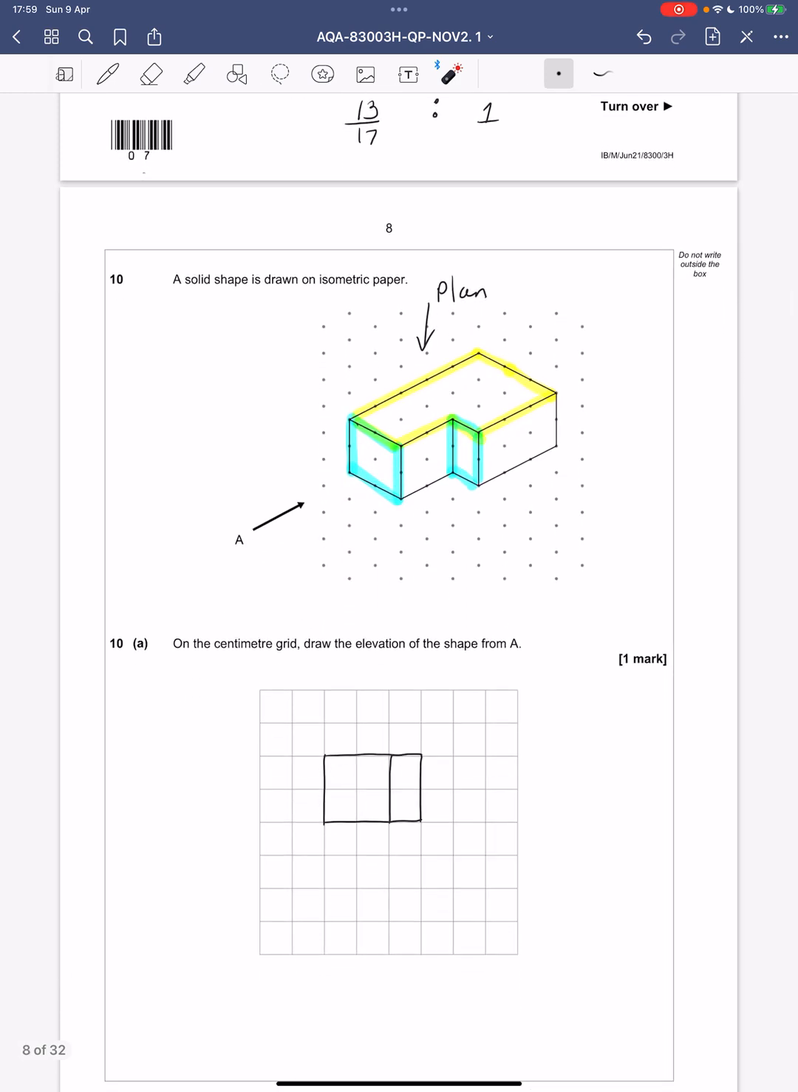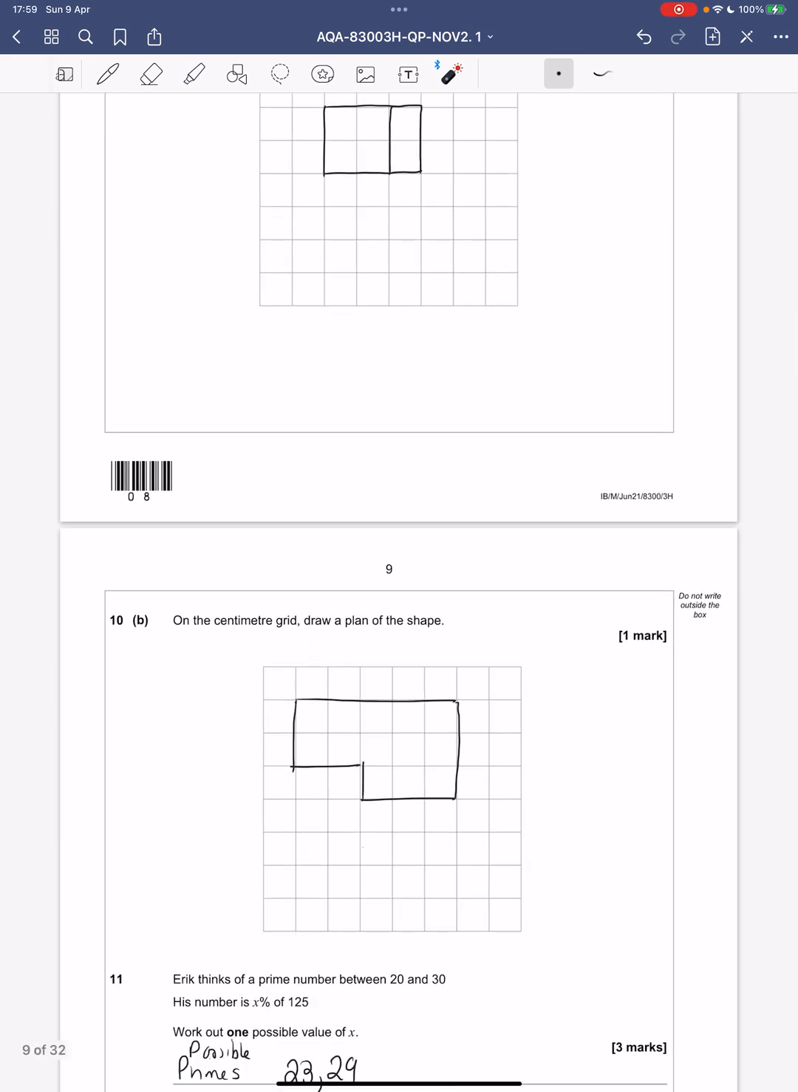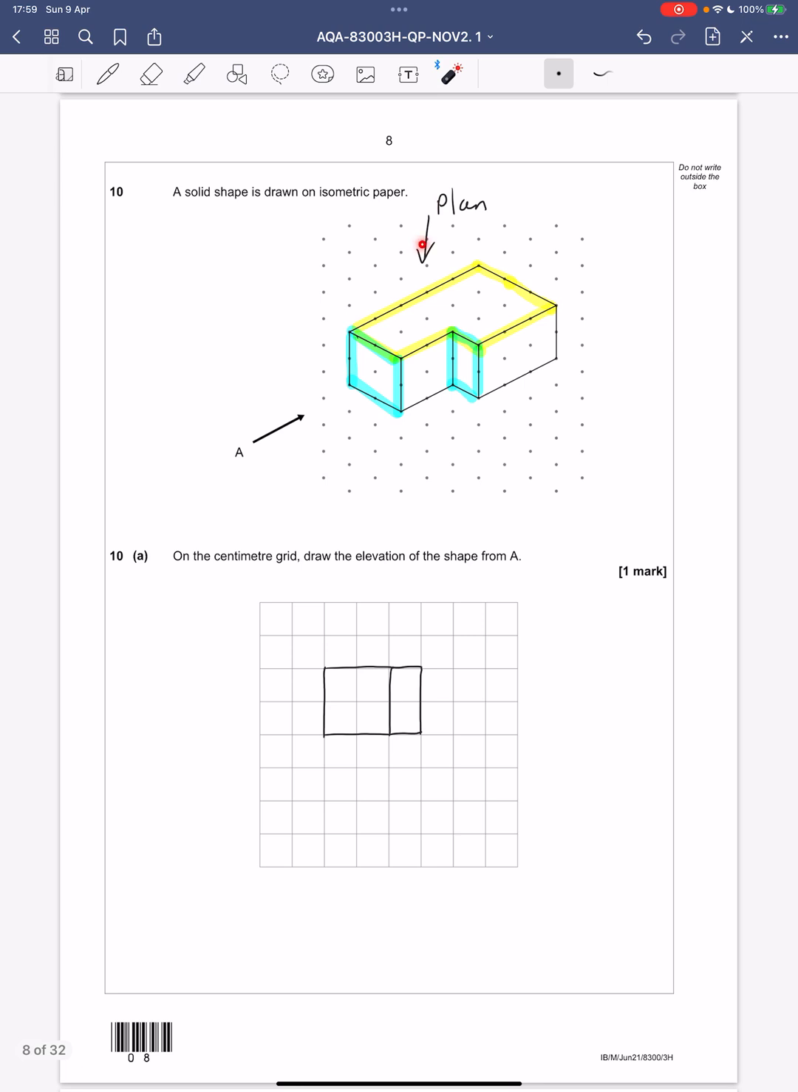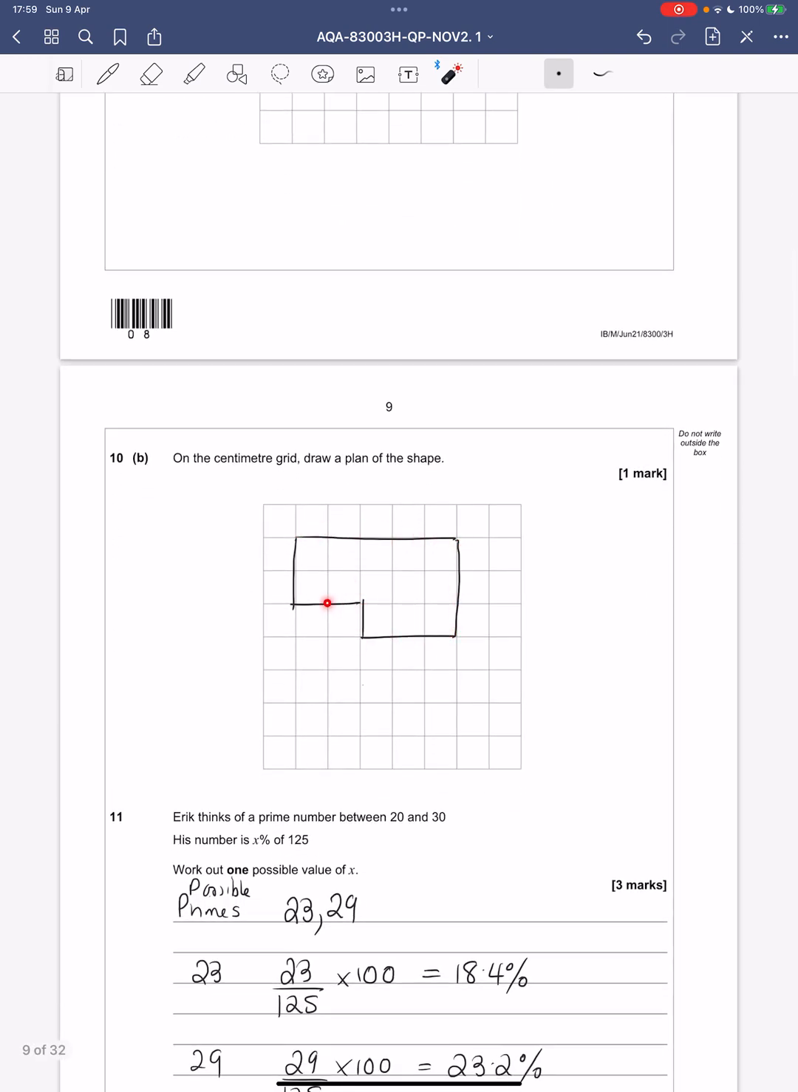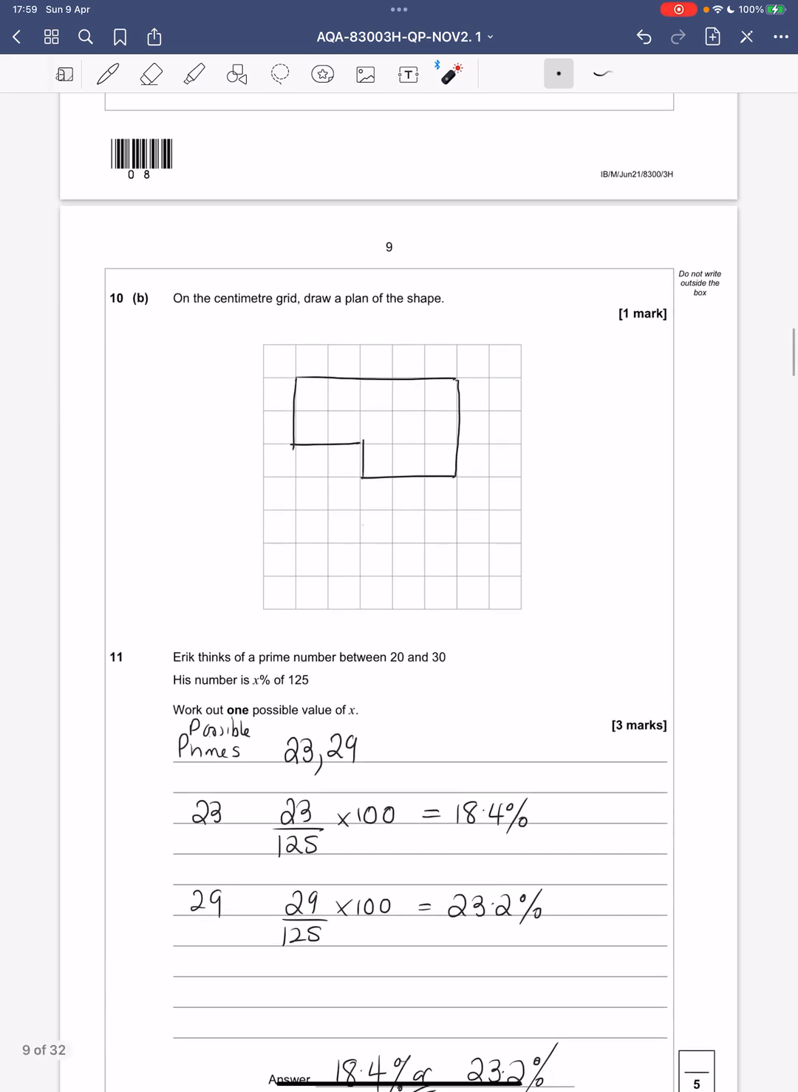Number 10. A solid shape is drawn on isometric paper. That's these dots here. On the centimetre grid, draw the elevation of the shape from A. If we look at A, we'll see the blue lines here, which look like that. A 2 by 2 square and a 2 by 1 rectangle. And then they want you to draw the plan, which is what you see if you look from above, which is the yellow shape. Okay, so it's a 5, 3, 3, 1, 2, 2. Okay, so that's what we draw there.